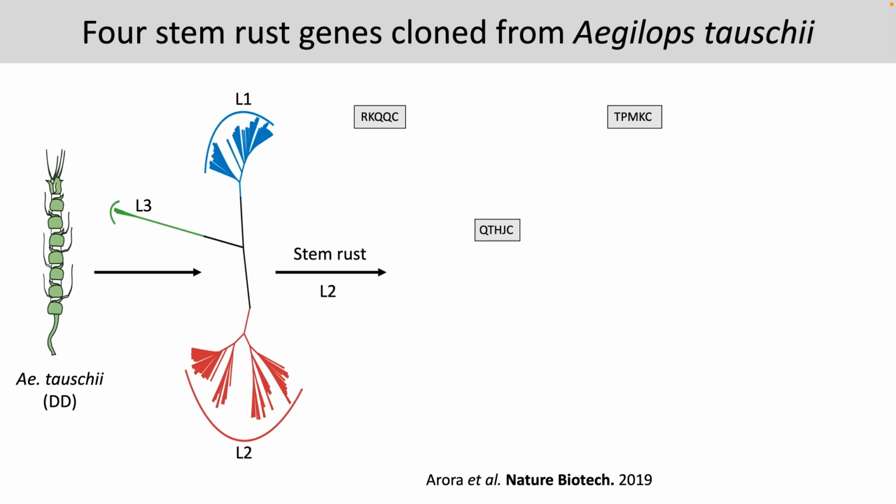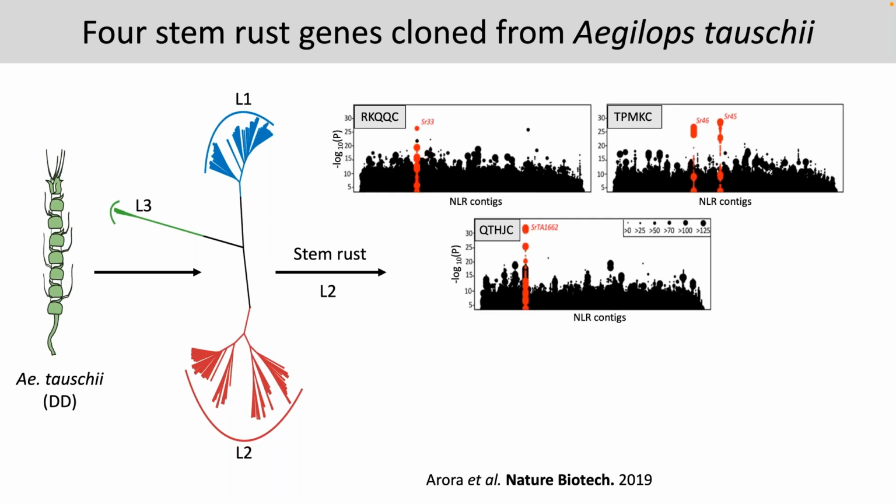And we phenotyped the panel with the 3 races that I've shown here in the boxes for stem rust: RKQQC, TPMKC, and QTHJC. Stem rust is an important disease of wheat. The outcome of implementing RenSeq on this panel and the set of phenotypes was these 3 graphs. We got 4 exciting peaks indicated in red.